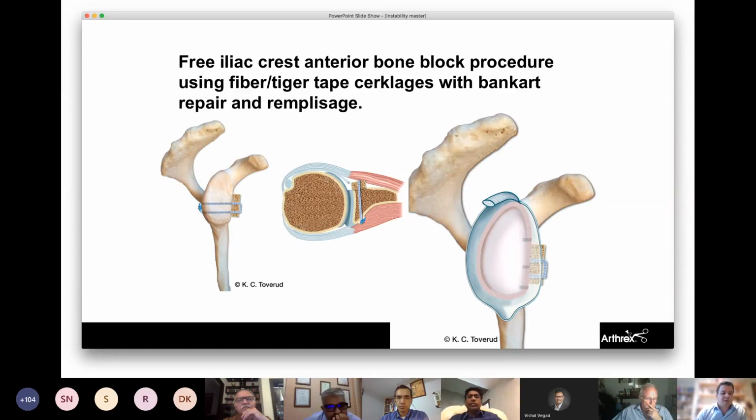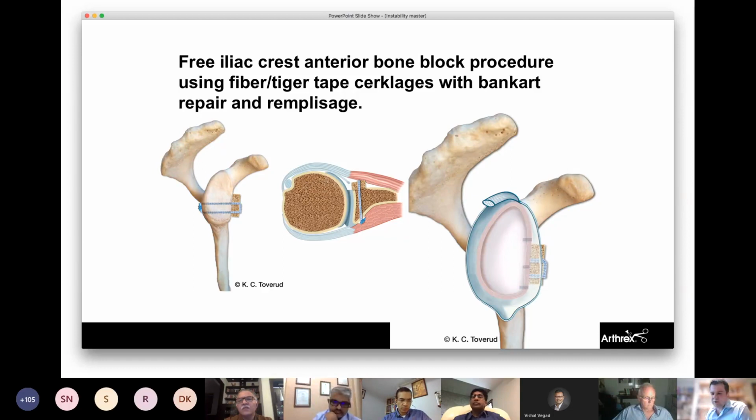And I used FiberTape cerclages with subsequent Bankart repair and remplissage. I need to mention how I decide if I do the remplissage. When you come into the shoulder, the shoulder is usually dislocated and not centered against the glenoid. So when I'm done with my bone block and the Bankart repair and see that the shoulder is still a little bit off-centered, not centered properly, then I do the remplissage. If I'm not sure, then I do remplissage.